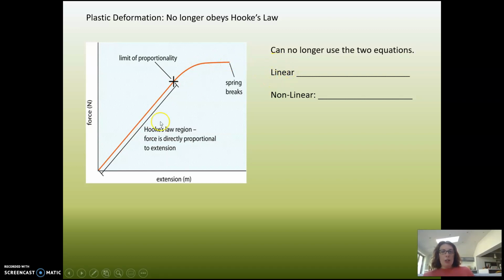In this section, the linear section here, you can use Hooke's law. In the non-linear section, you cannot use Hooke's law. And we call this region the elastic region and this region plastic deformation.